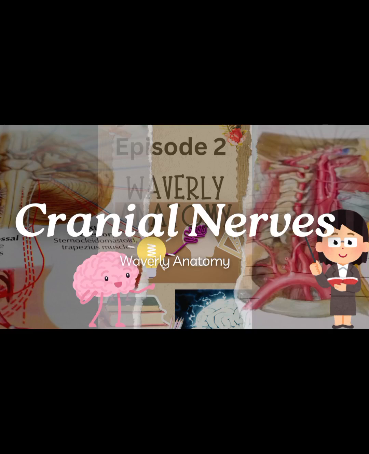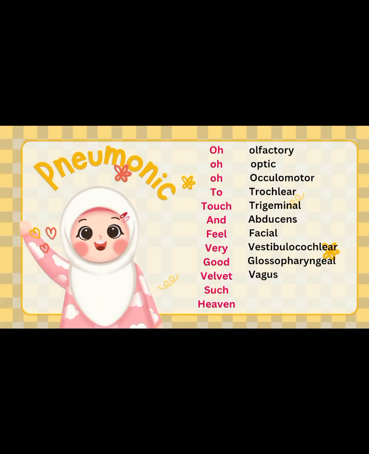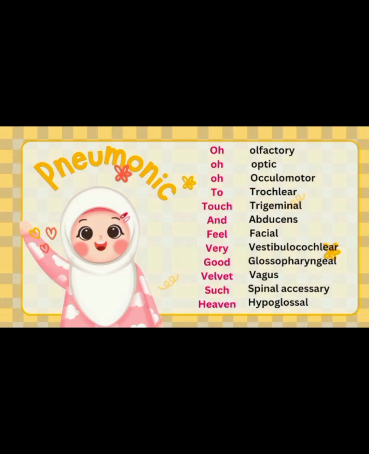So for mnemonics, it's "OOO, to touch and feel very good velvet, such heaven." OOO is olfactory, optic, oculomotor. To is trochlear, touch is trigeminal and abducens, feel is facial, very is vestibulocochlear, good is glossopharyngeal, velvet is vagus, such is spinal accessory, heaven is hypoglossal.